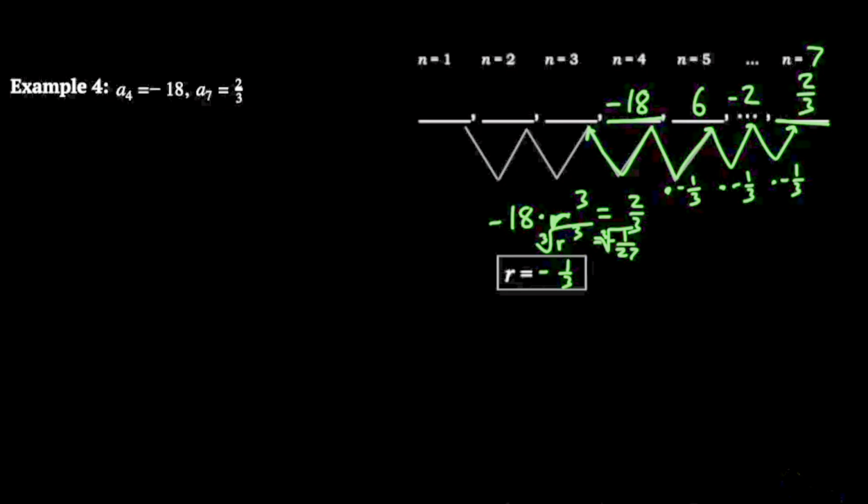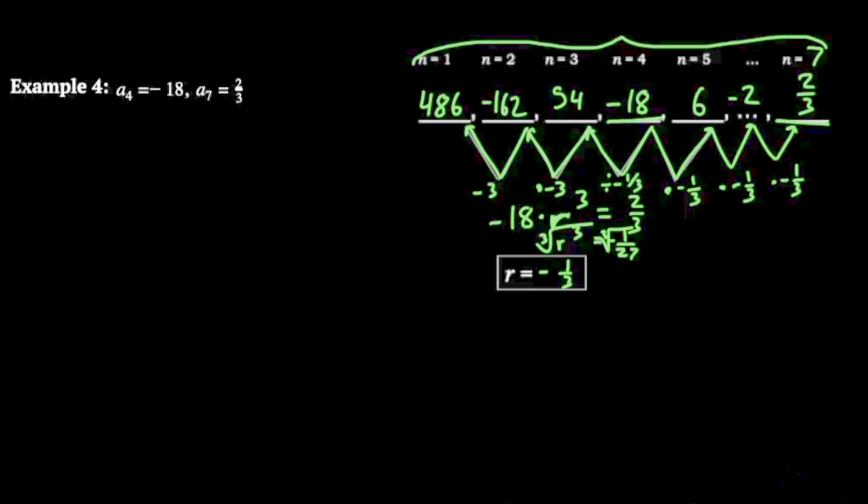All right, now if I want to go backwards, instead of multiplying by negative 1/3, I'd be dividing by negative 1/3. That's like multiplying by negative 3. So here I get 54. If you multiply by negative 3 again, that would be negative 162. And you could multiply by negative 3 again, and this time it would give you positive 486. So there's the first little bit of the sequence, and remember it could go on forever. I could write comma, dot, dot, dot.